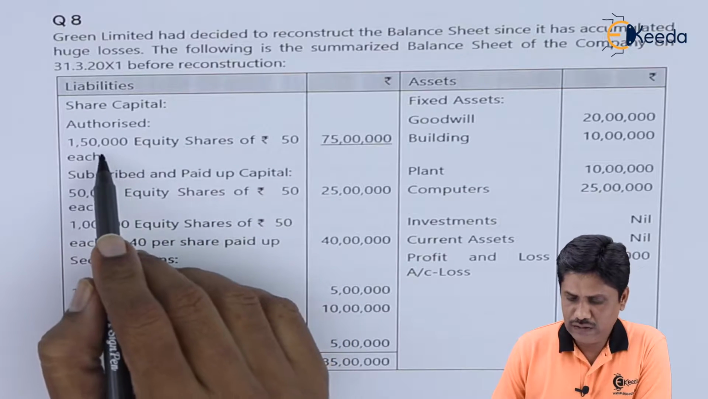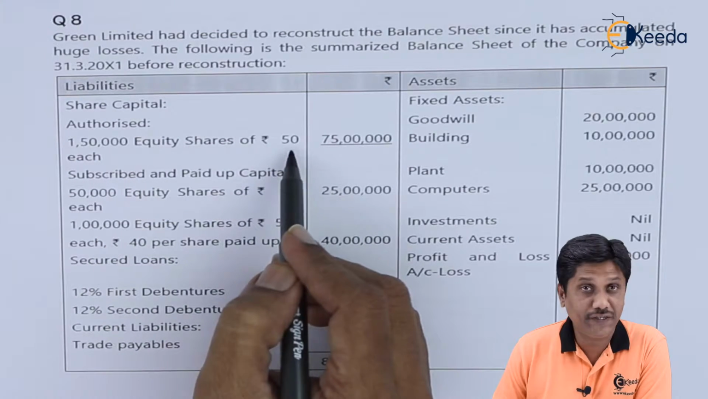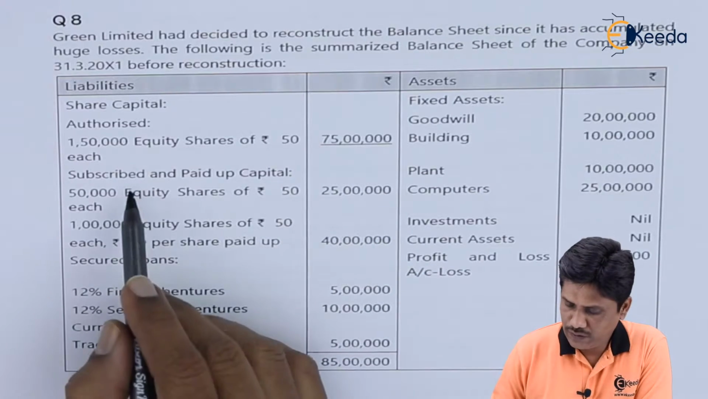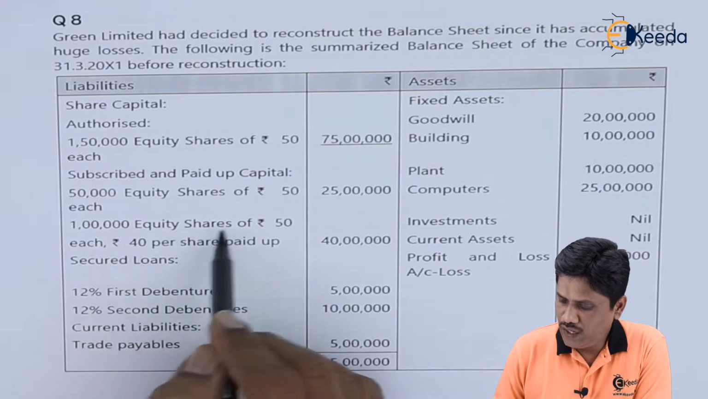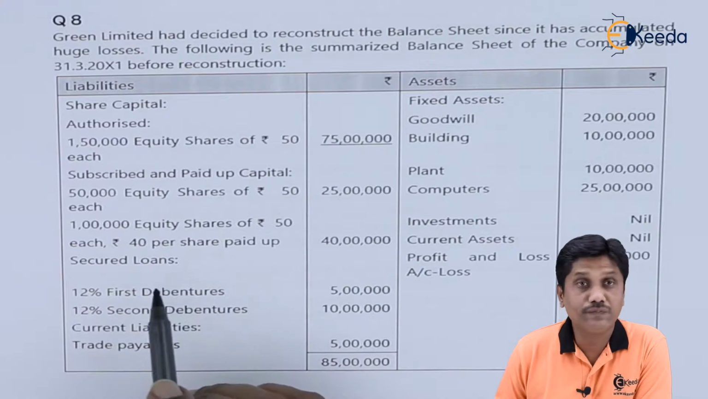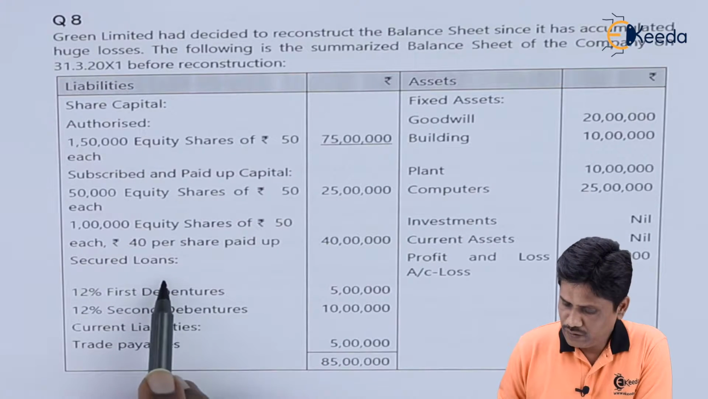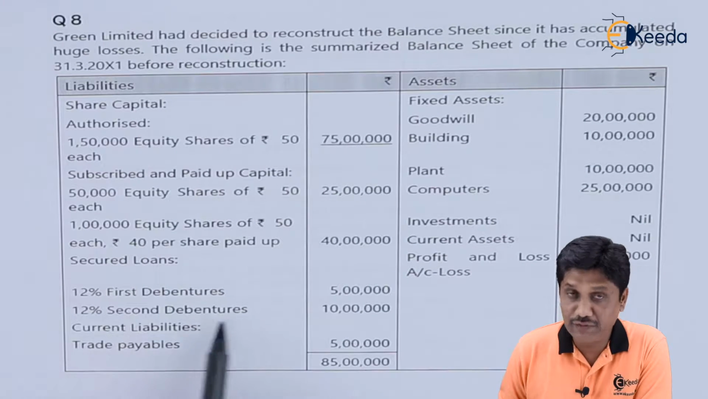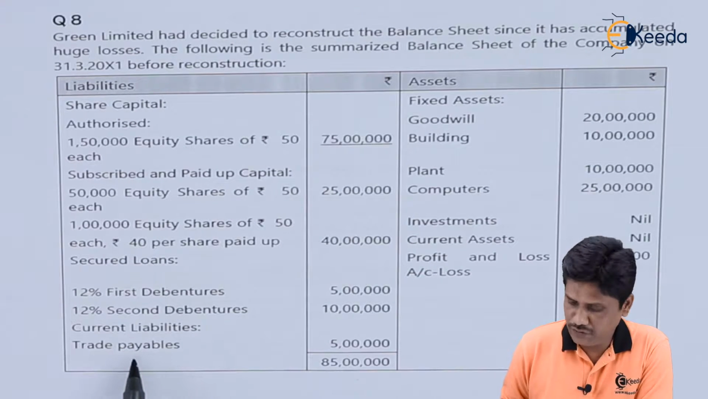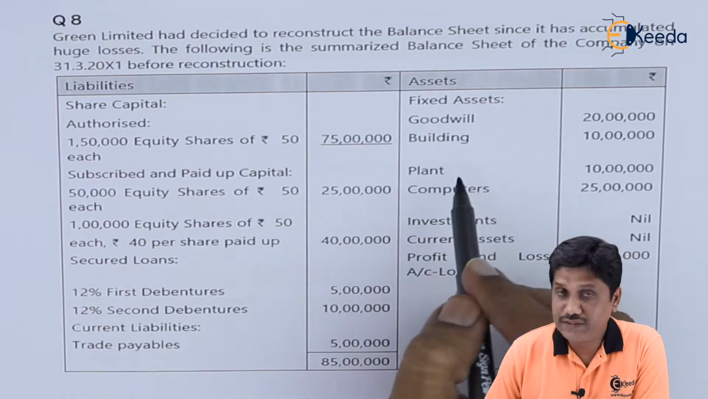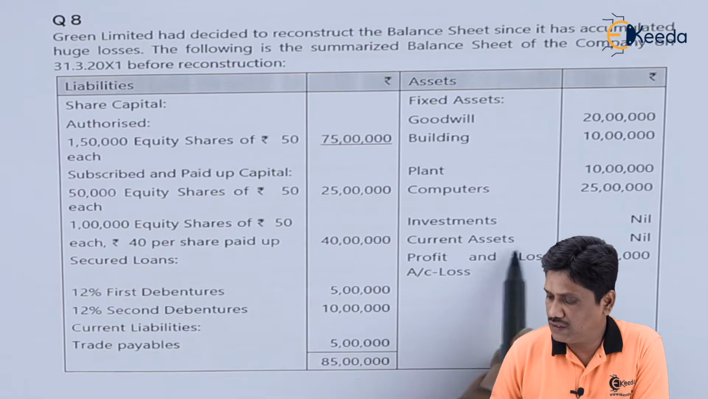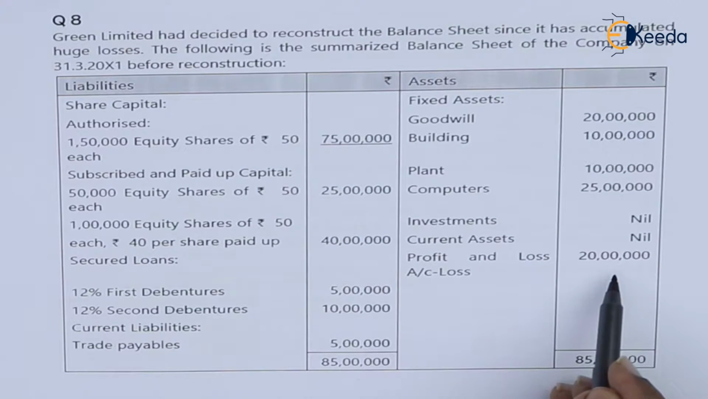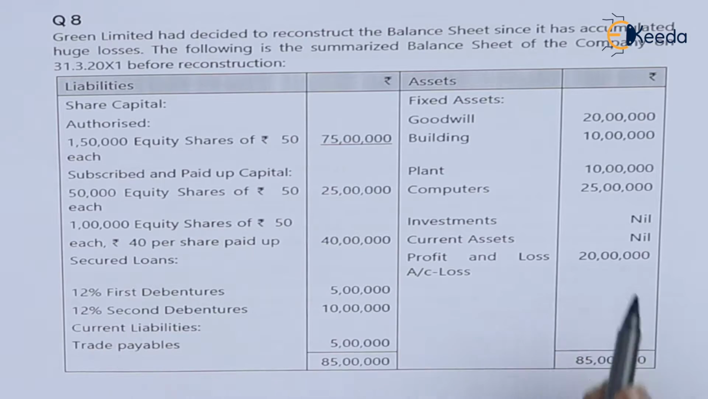Share capital authorized: 1,50,000 equity shares of rupees 50 each, 75 lakhs. Subscribed and paid up capital: 1 lakh equity shares of 50 each, 40 per share paid up. So they are partly paid up shares. Secured loan includes 12% first debenture and 12% second debenture. Current liability includes your trade payable. Fixed assets include goodwill, building, plant, computers. Investments are nil, current assets are nil. P&L account debit balance is 20 lakhs. So your main target is to wipe this off in your internal reconstruction scheme.